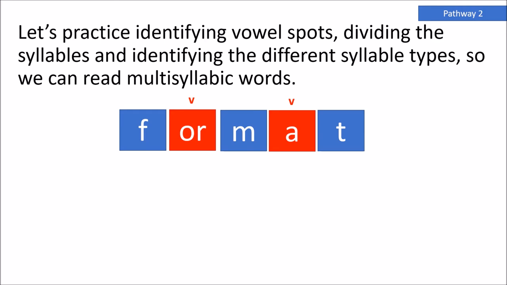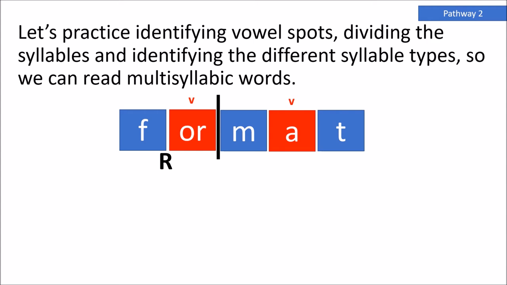It's an R-controlled vowel. Because there is only one consonant between the vowel spots, most of the time you will divide the syllable before that consonant in the middle. So we would divide the syllable before the M, and that consonant would go with that second syllable. When reading the first syllable, it contains the R-controlled vowel OR, so the syllable type is R-controlled. The OR says OR, and I would read the first syllable as for.